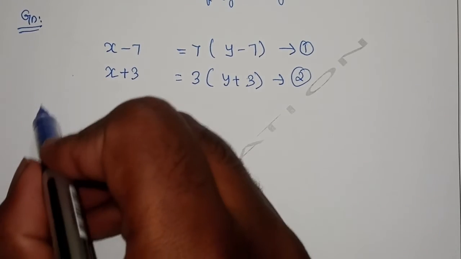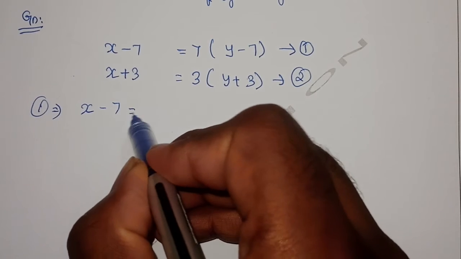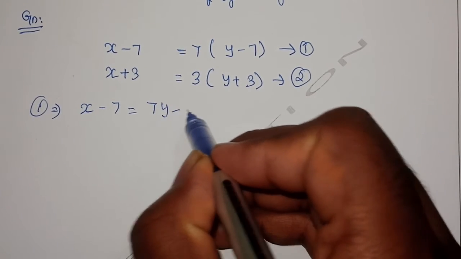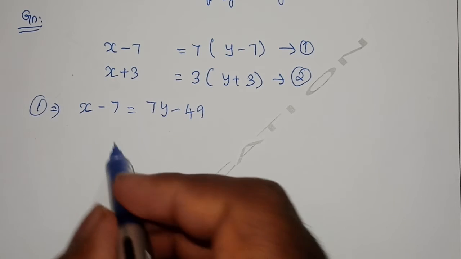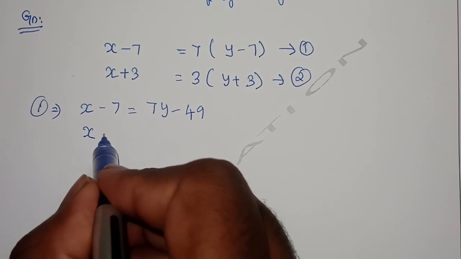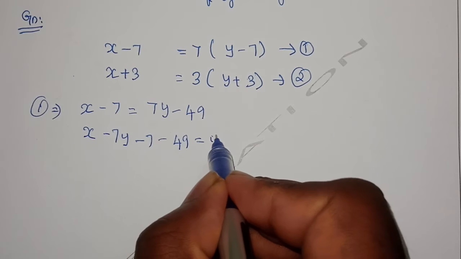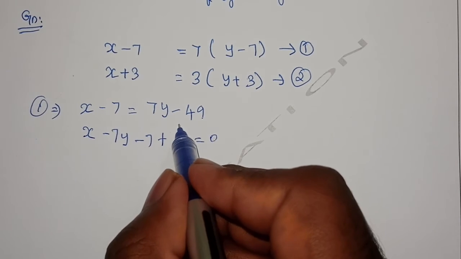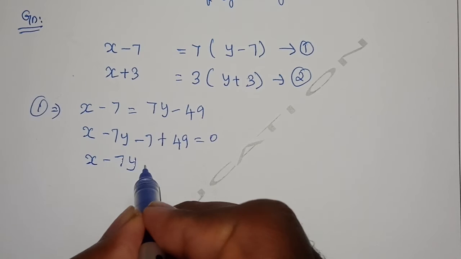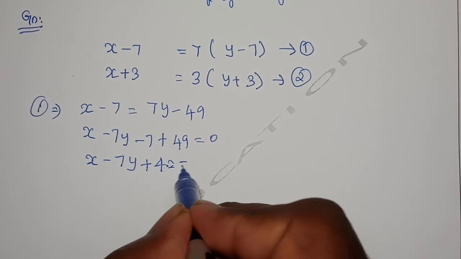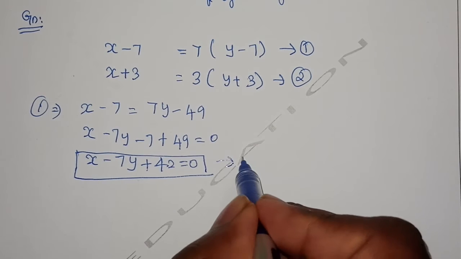Next, the first equation becomes x minus 7 multiplying 7y minus 49. Bringing all the terms to one side: x minus 7y minus 7 plus 49 equal to 0. Here this side becomes plus 42. Therefore, x minus 7y plus 42 equal to 0. Okay, this is the equation, which can be named as 3.